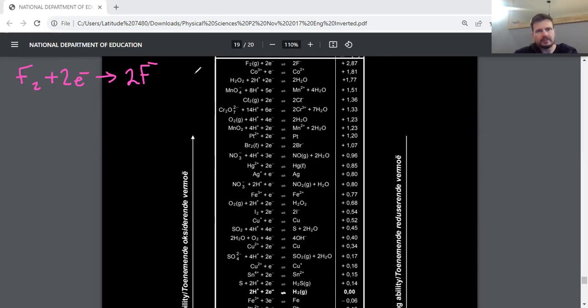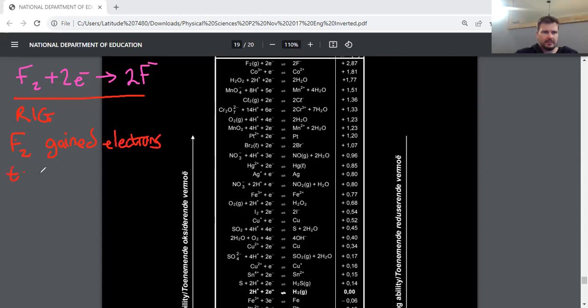Okay, so we were doing our oil rig, right? Reduction is gain. So the red was the reduction rig. So this is a reduction reaction. This is reduction because we gained electrons. F2 has gained electrons.